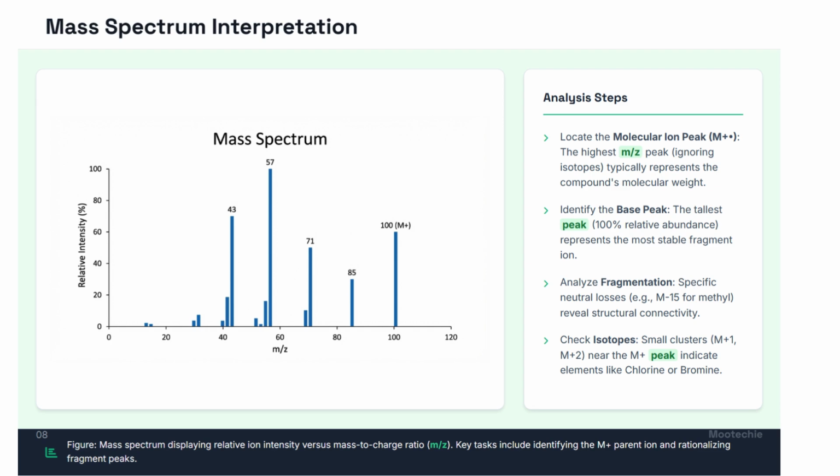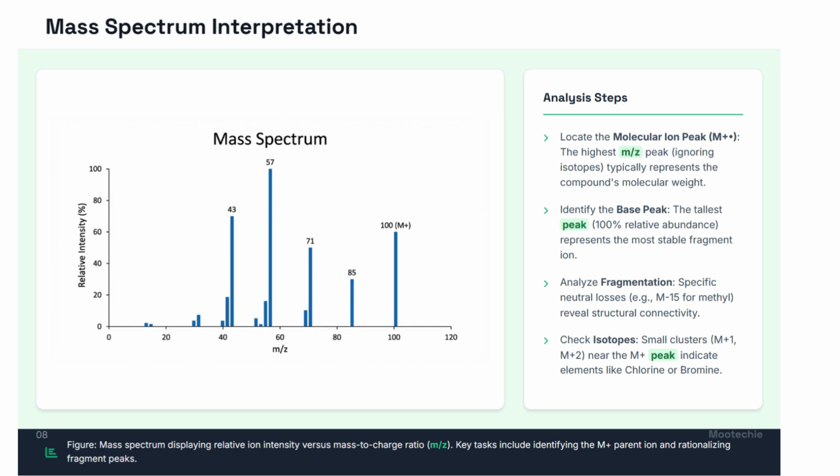So how do we analyze this? First, locate the molecular ion peak M+. This is the peak at the highest M to Z, which in this case is 100, and it typically represents the compound's molecular weight. Second, identify the base peak. This is the tallest peak in the spectrum, set at 100% relative abundance, and it represents the most stable fragment ion. Third, analyze the fragmentation.